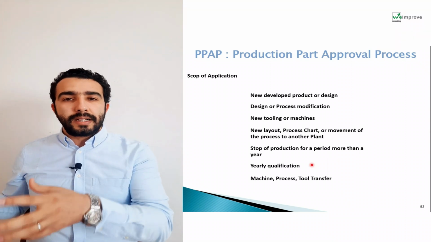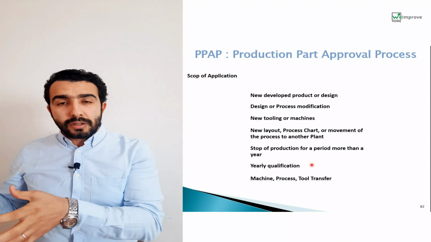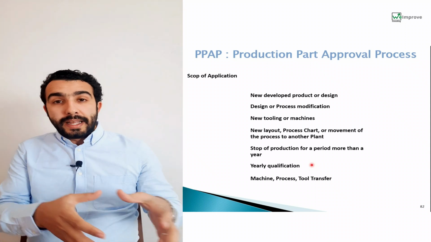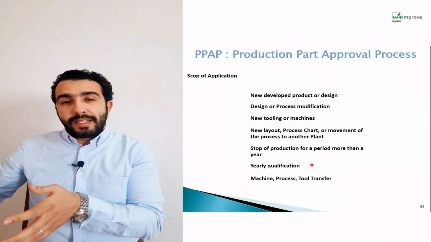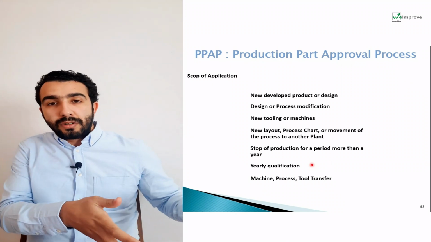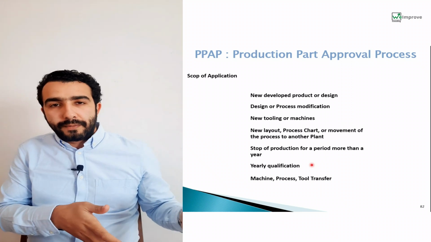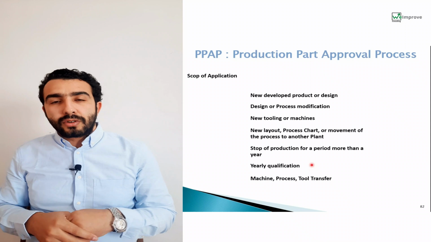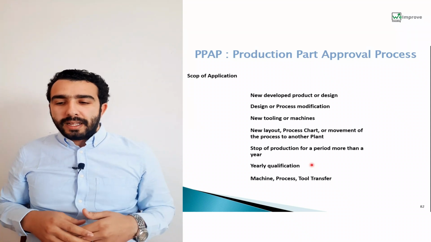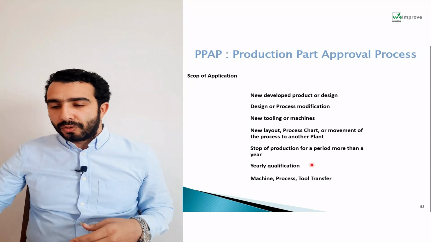So if you would like to transfer, let's say, the machines or the project to another plant, even if this project was already approved and the PPAP was already approved in another plant, and you would like to make the transfer, obviously you have to submit again a new PPAP to your customer. So this is more or less the scope of application when we have to submit the PPAP to the customer.